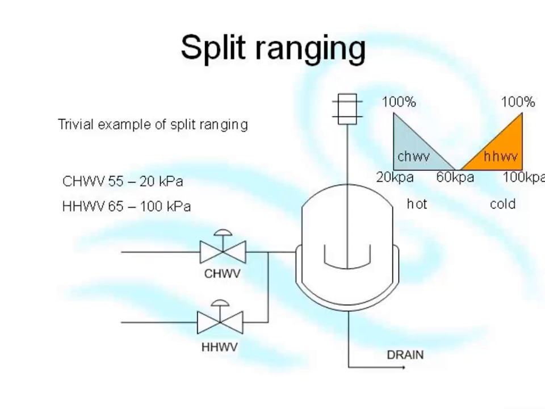Now, I want to talk to you a little bit about something called split ranging. Split ranging is where we take a signal and we split it into two parts to control two valves, or maybe three valves. So in this case, there's two ways of doing split ranging. The first way is what we call the trivial example of split ranging.